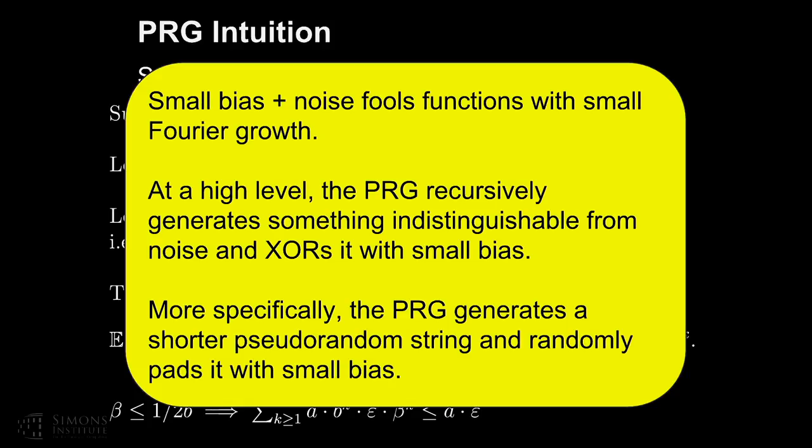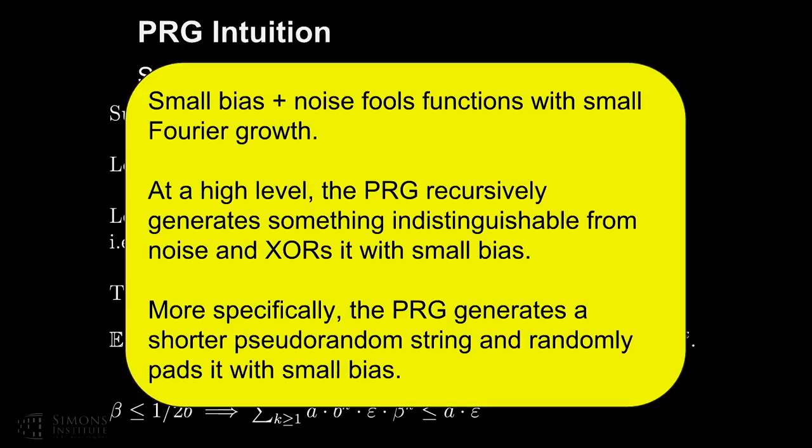So how do we actually make use of that? The intuition, at least that I find intuitive, is that the pseudorandom generator is saying, OK, I can generate small bias, and I'm going to recursively generate something that looks like this noise distribution. It's not going to be exactly this noise distribution, but it's going to be indistinguishable from it. And I'm going to XOR them like here. Now, this intuition doesn't quite match what the generator is doing. More specifically, the generator says, I'm going to recursively generate a shorter pseudorandom string, so maybe 0.99n. And then I'm going to pad that using a small bias space, which is similar to this XORing process.